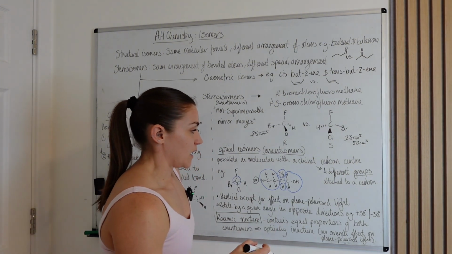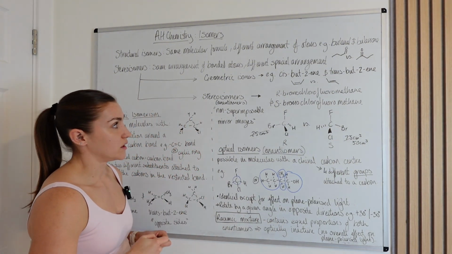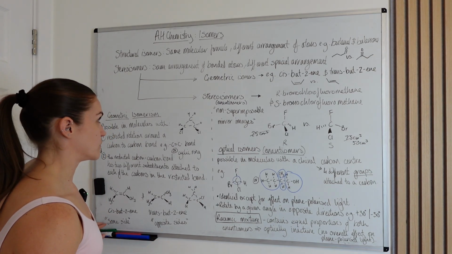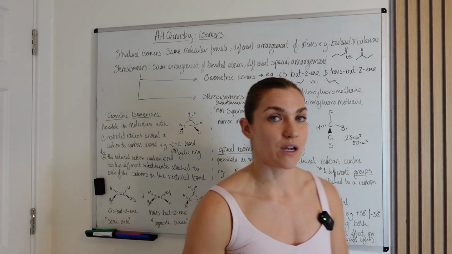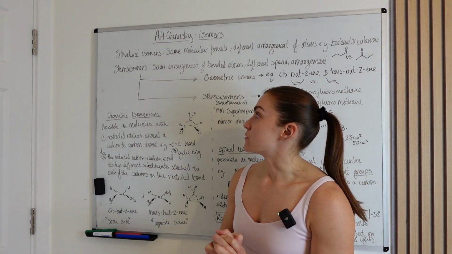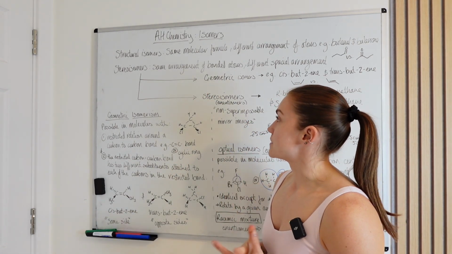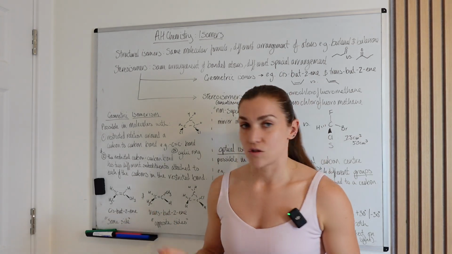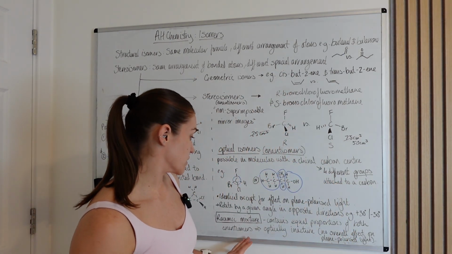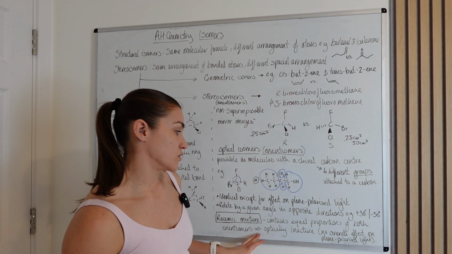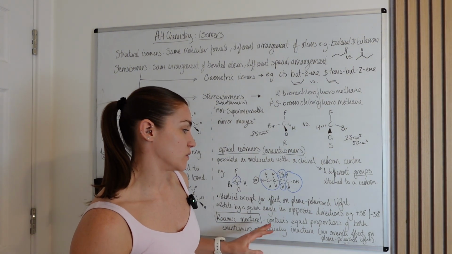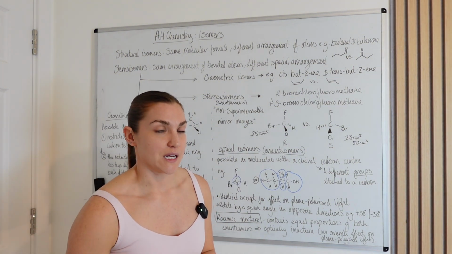Okay, and that's it really. So hopefully you found that useful to help you get your head around isomers. And so we've got the geometric isomers and the optical isomers. And yeah, just don't forget about the racemic mixture, because that comes up quite a lot. So it's where you've got equal proportions of both enantiomers and it is optically inactive.